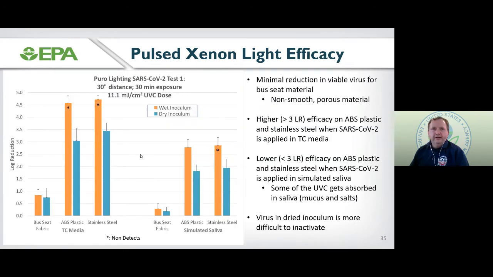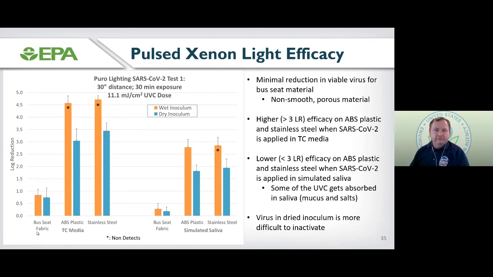So how does it look? That is on the graph here. Here again we have 2 groups of data. We have the bus seat fabric, the ABS plastic, and the stainless steel when the SARS-CoV-2 virus was in the tissue culture media, and on the right side is the set when it was in the simulated saliva. And there is a difference in the log reduction that we found clearly.